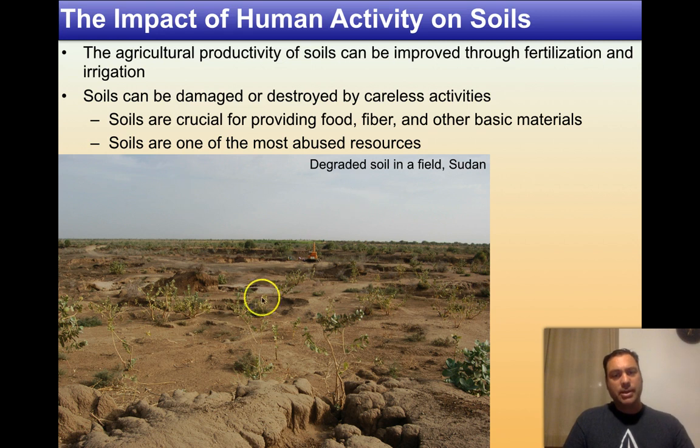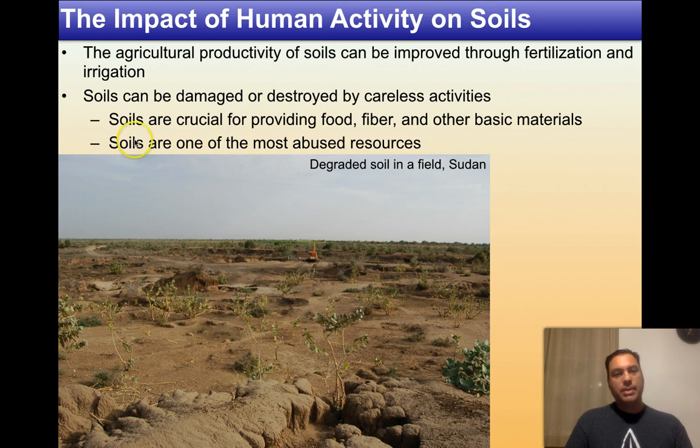All right. So in this case, this is actually a picture of Sudan. Let's go ahead and read through here. The agricultural productivity of soils can be improved through fertilization and irrigation. That's what these guys are trying to do. So here we have a field. This is a degraded soil, and they're basically trying to treat it. They're trying to save this field.